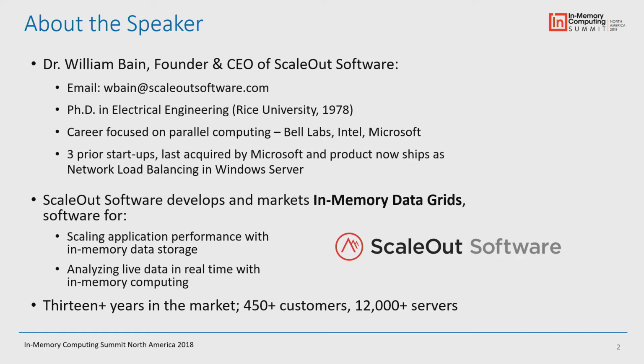Scale Out Software creates in-memory data grid technology for two purposes. One is to store fast-changing live data so that you can accelerate applications by scaling out across a cluster of servers. And the second purpose is to allow analytics on fast-changing data so you can detect trends in real time and provide feedback to a live system. That's called operational intelligence, and that's what we'll talk about.